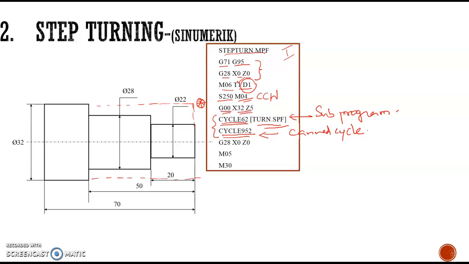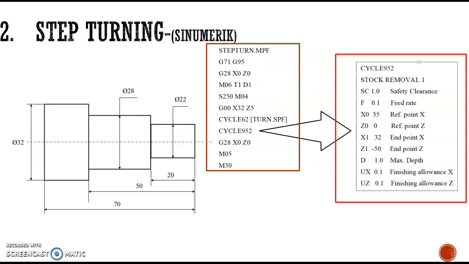After finishing the step turning operation, we need to move the tool to its home position again. After that, we need to stop the spindle, and this is the end of the program. So these are the main lines of the main program. And in the second portion of this program, this is cycle 952, a stock removal cycle. Stock removal cycle number 1.